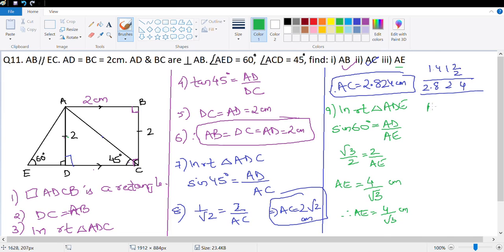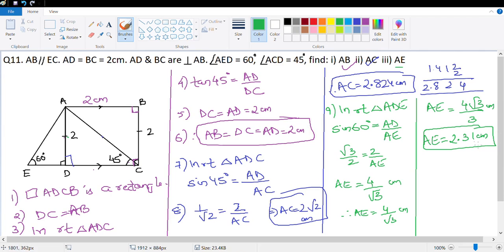If we rationalize this, AE would be equal to 4 root 3 upon 3 centimeter. If we do this calculation and multiply, we get the answer as AE is equal to 2.31 centimeter. We'll use root 3 as 1.732, so 1.732 into 4: 4 into 2 is 8, 4 into 3 is 12, 4 into 7 is 28 plus 1, 29, 4 into 1 is 4 plus 2, 6.